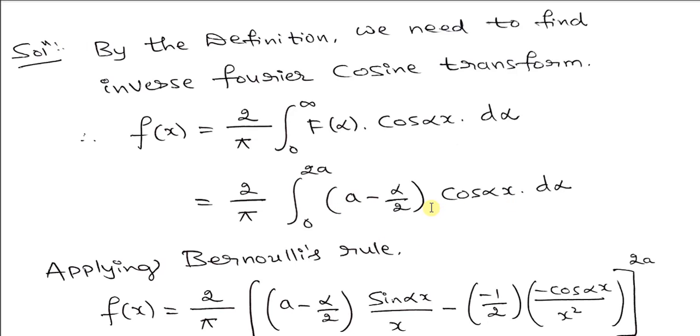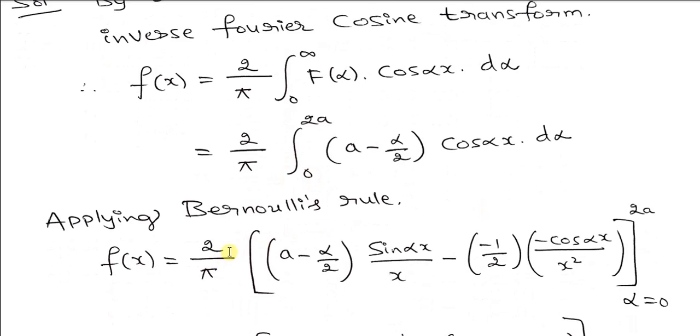To get the required integral, we'll start with Bernoulli's rule by taking the first function as a minus alpha by 2 and the second function as cos alpha x. So 2 by pi is constant, first term as it is, integration of cos is sin alpha x by x, here x is constant because we are integrating with respect to alpha, minus differentiation of first: a is 0, minus alpha is variable, so minus 1 by 2, integration of sin is minus cos alpha x by x into x, x square. Lower limit is 0, upper limit is 2a.